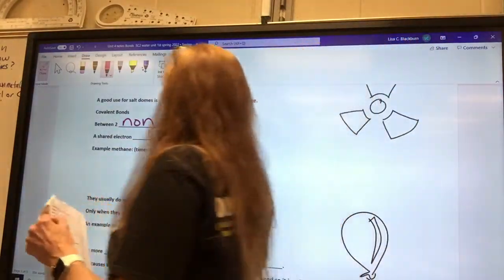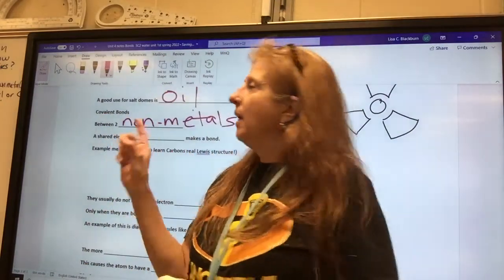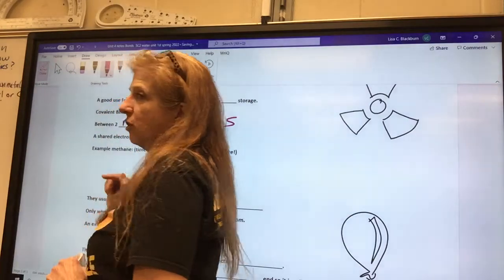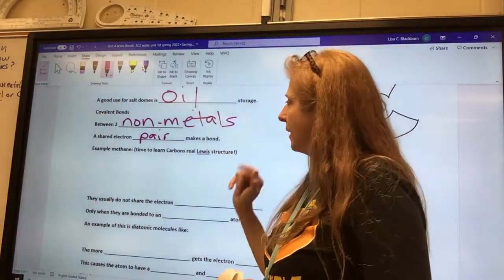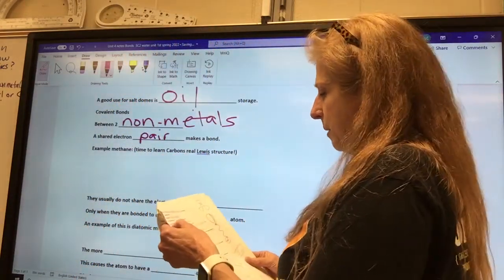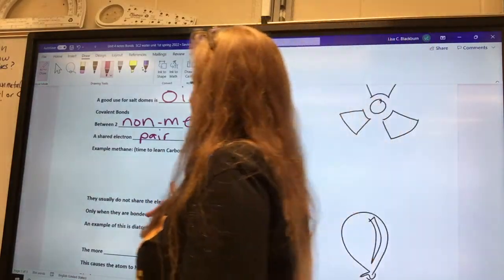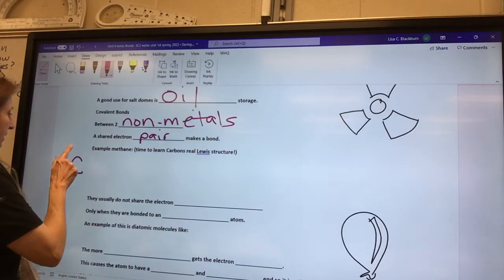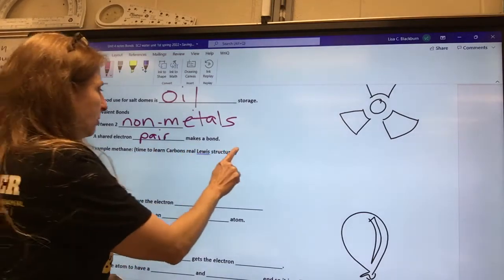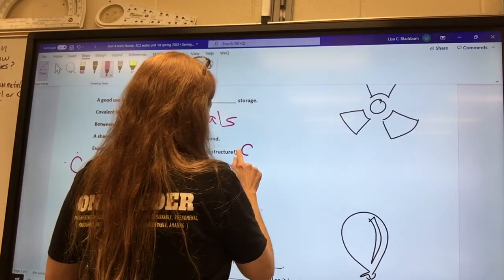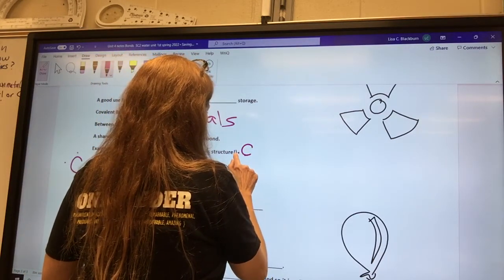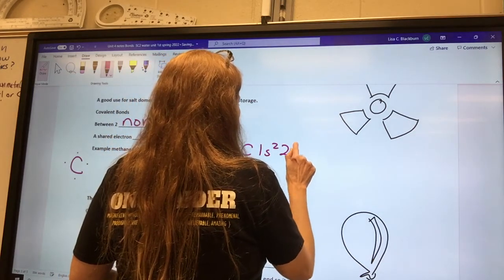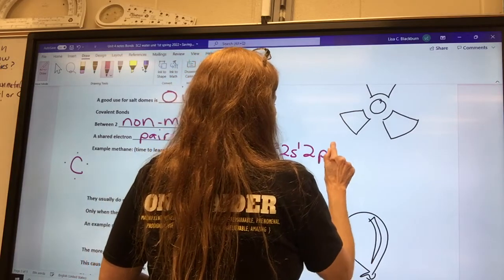Okay, so what they do, they don't just share one electron. They share an electron pair. It's always two electrons that they share, and that's what makes a bond. So, for example, methane. We talked about carbon's real Lewis structure. And we talked about that it's really carbon. Let's put a little six here. It's 1s2, 2s1, 2p3.